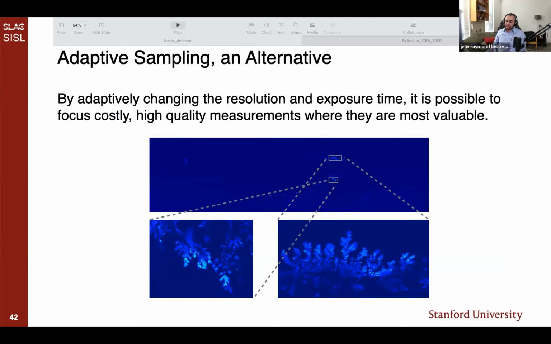So instead of raster scanning, we would like to do what's called an adaptive scan, combining the best of fast, low resolution and slow, high resolution measurements. It's possible to focus the costly high resolution measurements in the areas where they're most valuable. So for instance, in this image, most of it's sparse. We may not want to measure maybe 99% of it, but in these areas that I've highlighted here, we would really like to drill down with the high resolution.